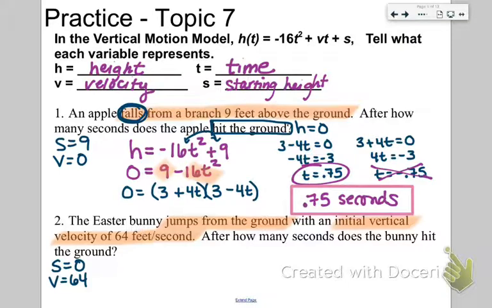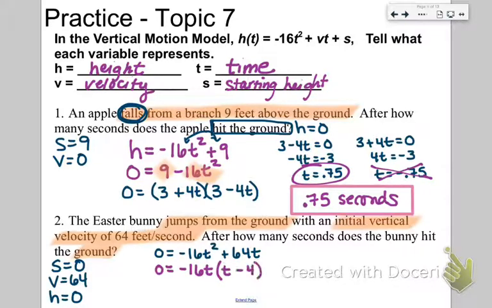After how many seconds does the bunny hit the ground? That's our height of 0 once again. Let's plug in everything we know. 0 for height, 64 for v, and 0 for h, and again we don't need that. Alright, let's factor, but first let's take out the GCFs. 16 and 64 are both divisible by 16, and we can also take out a t, leaving us t minus 4 in parentheses.